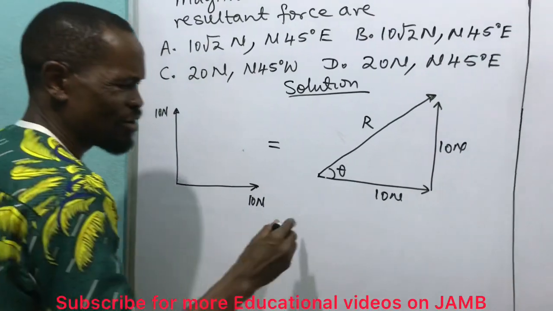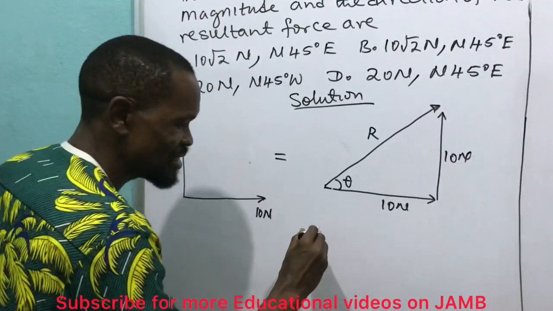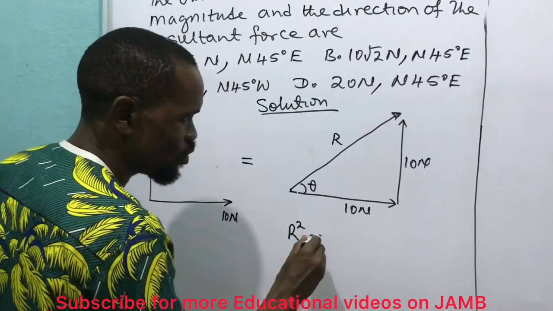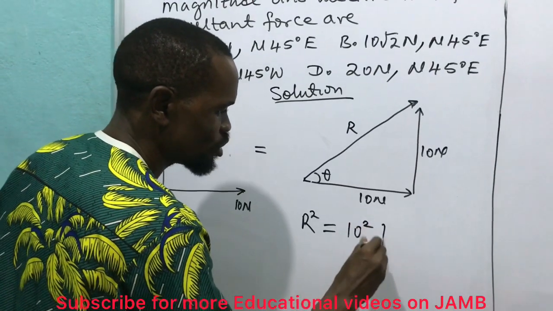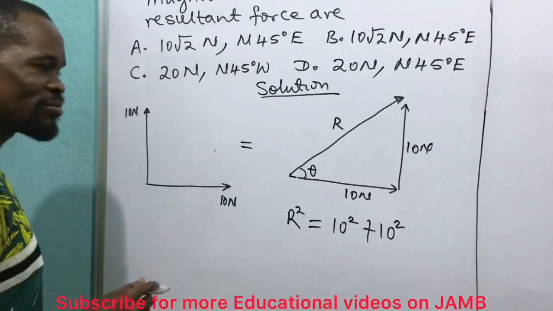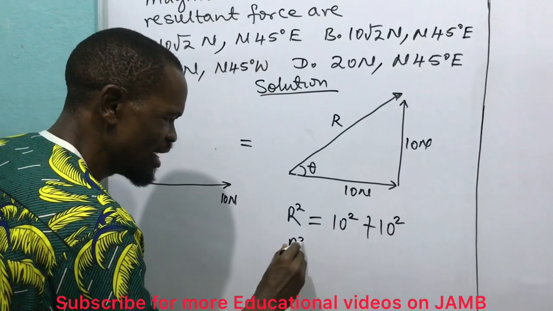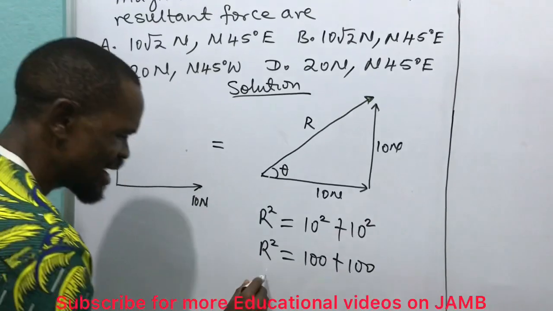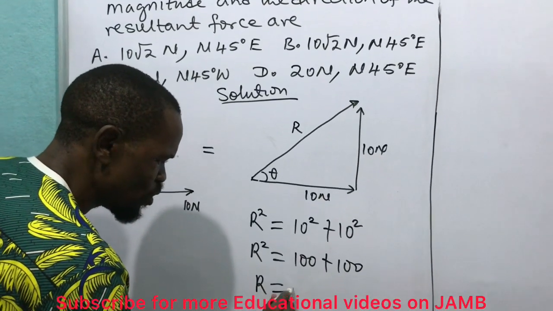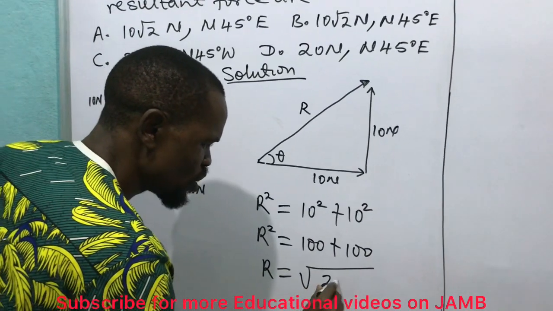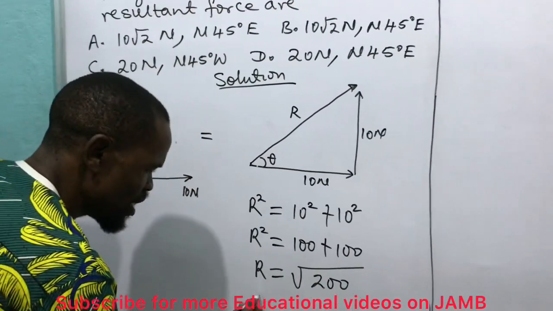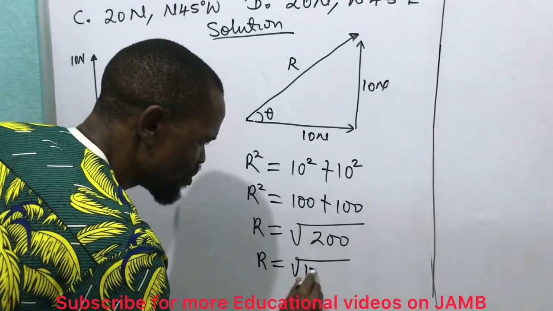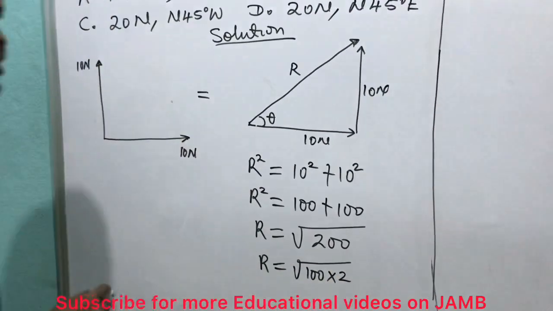I can use Pythagoras to get my resultant force. R equals what? 10 squared plus 10 squared as well. Then I can say R squared equals 100 plus 100. R itself will be equal to the square root of 200. And this square root of 200 is the same thing as the square root of 100 times 2, which gives 200.